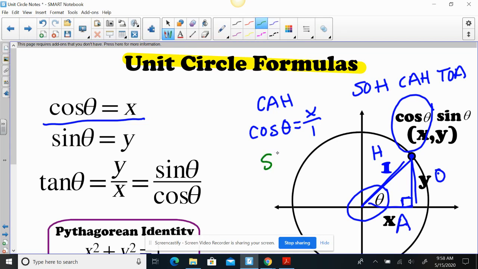Same thing for sine, well, similar. Sine is opposite over hypotenuse, so I would do y over 1. Y over 1 is just y. Tangent, TOA, I'm going to do opposite over adjacent, so y over x would end up just being sine over cosine.